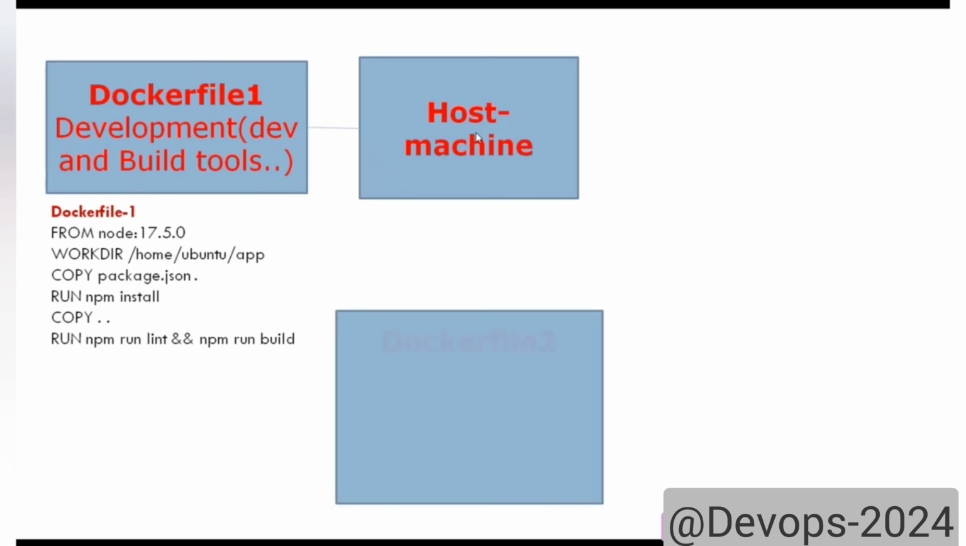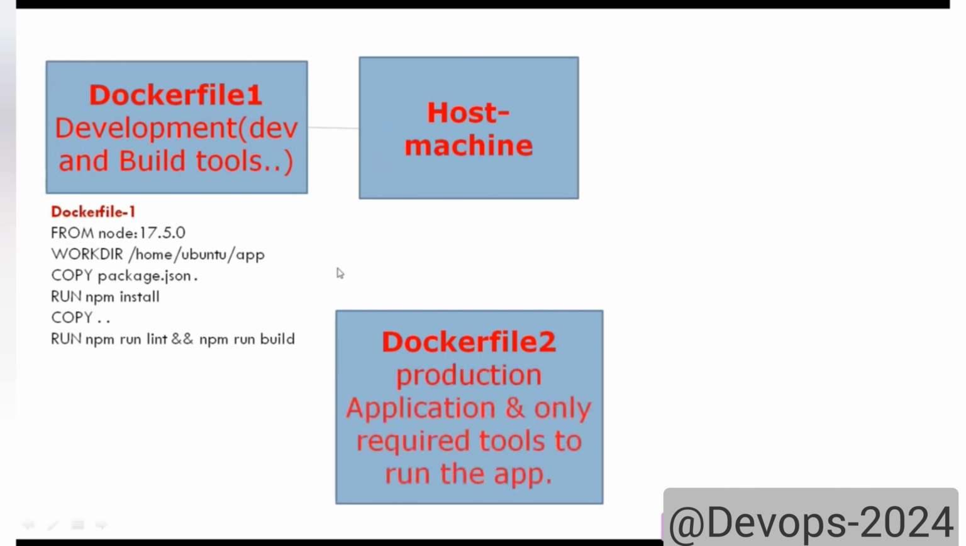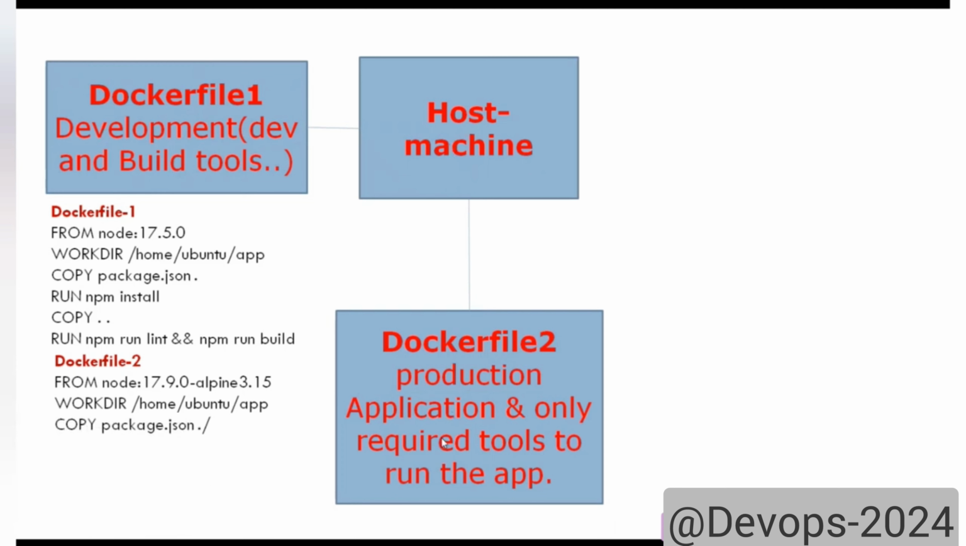Coming to Dockerfile 2, which is only for production, it contains the application and only the tools required to run the application. Here you need to see how we create the image. First we use a minimal base image, or an Alpine base image. Then we take the build output from the host machine into the work directory, and using that we create the application image. That image we deploy into the container and run the application.